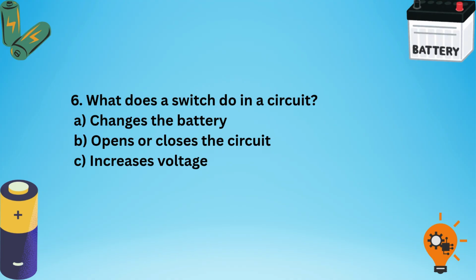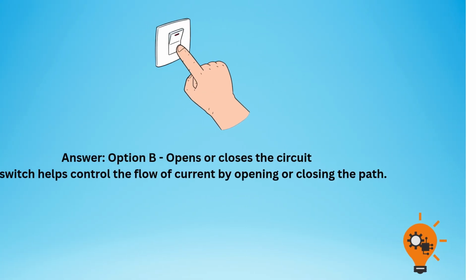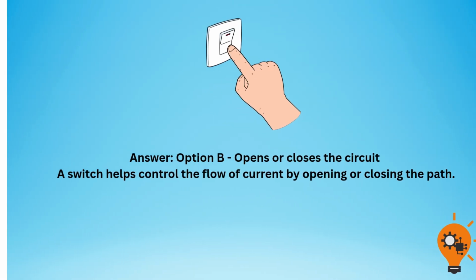What does a switch do in a circuit? Changes the battery, opens or closes the circuit, increases voltage. A switch helps control the flow of current by opening or closing the path.